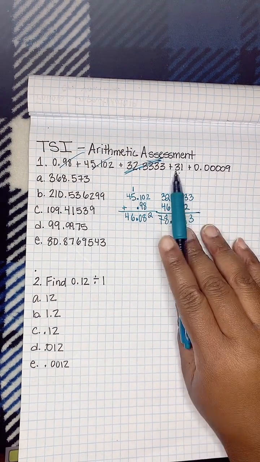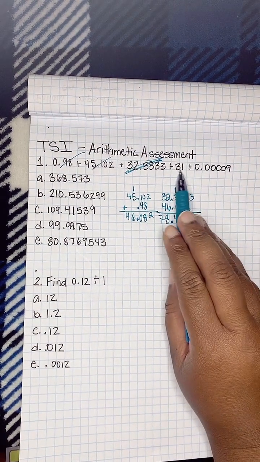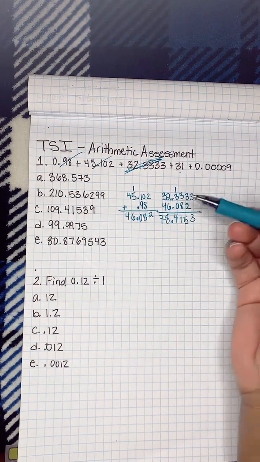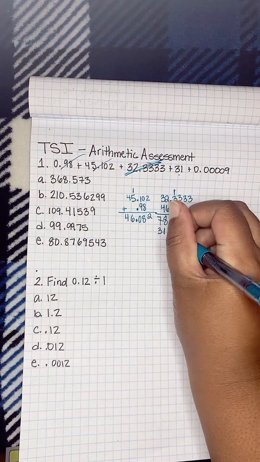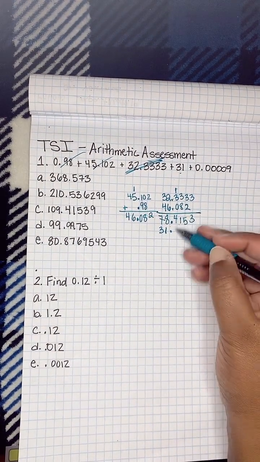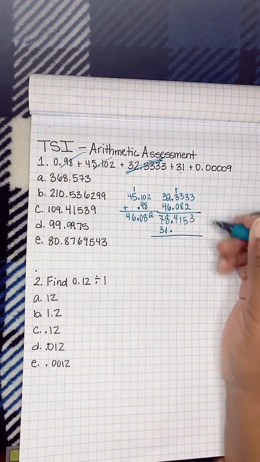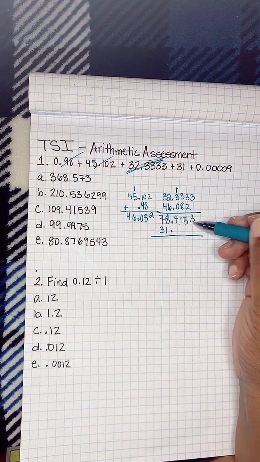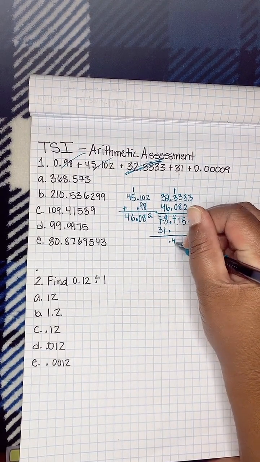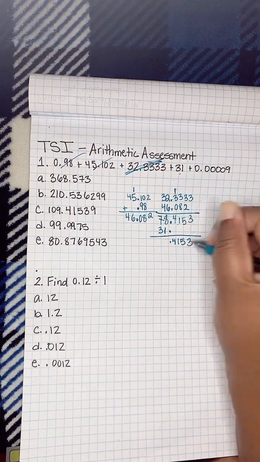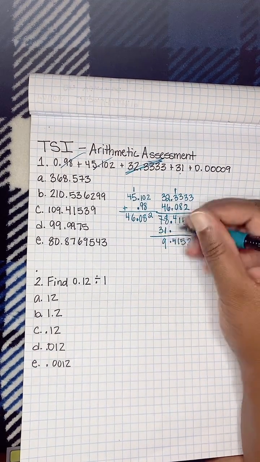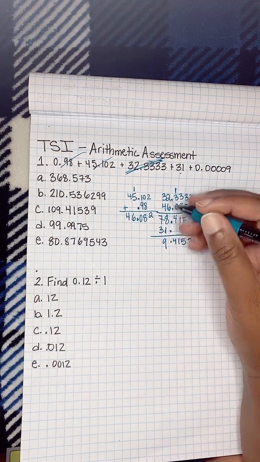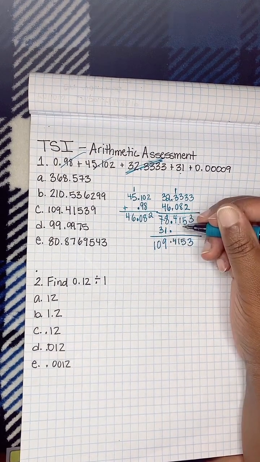Now this 31, well, it doesn't look like it has a decimal, but every whole number has an imaginary decimal behind it. So really this could be 31.0, okay? So if we add here, this is going to be 0.4153. And then 8 plus 1 is 9. And 3 plus 7 is 10.